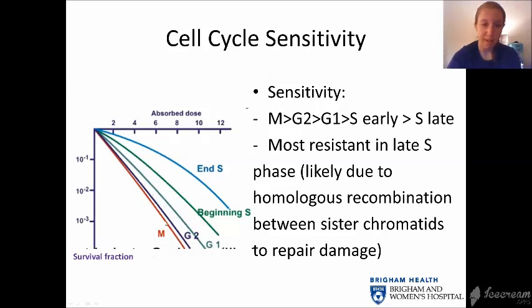The mitosis phase is actually the most sensitive, and the late S phase is the most radio resistant. It goes M, G2, G1, S phase, and the S phase is broken into beginning and end, where the end is more radio resistant. We think it's more radio resistant because of the homologous recombination between sister chromatids to repair damage. If there's some sort of repair mechanism, it makes it harder to destroy the DNA or the chromosome material.